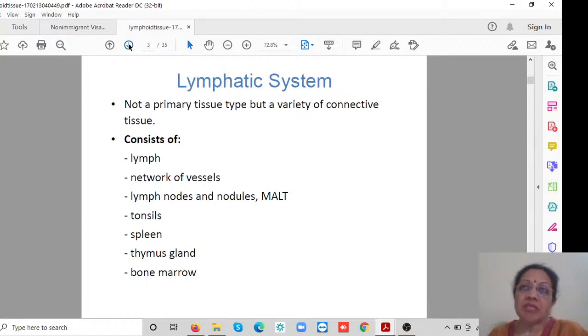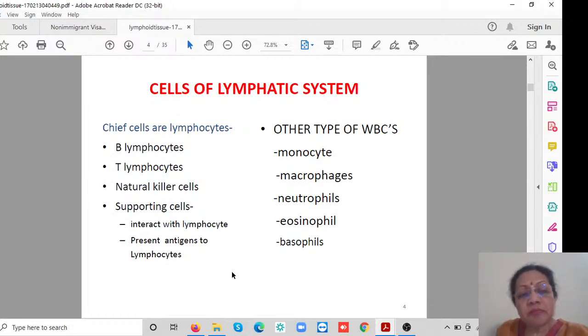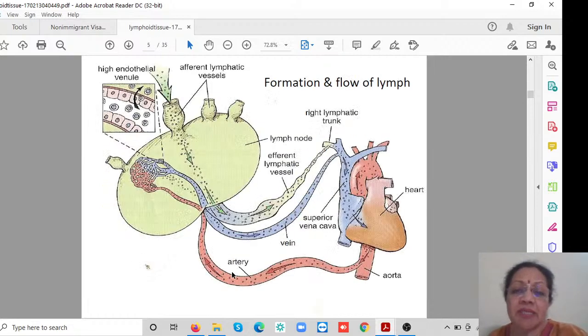The lymphatic system consists of mostly extracellular fluid, tissue fluid, with a whole bunch of WBC derived components in it. So you can say it's a variety of connective tissue consisting of the liquid called lymph, a network of vessels, nodes and nodules. MALT, which I have already mentioned in a class before, is mucosa associated lymphoid tissue, along with the tonsil, spleen, thymus and bone marrow.